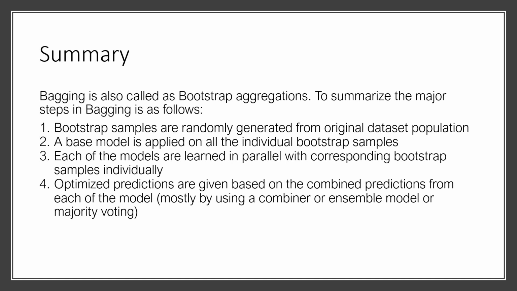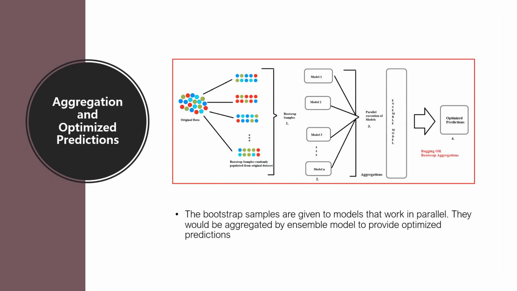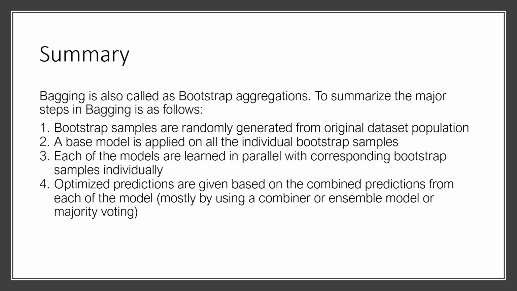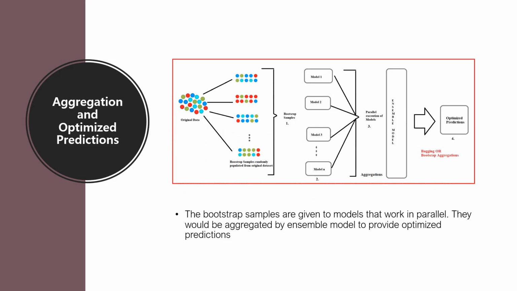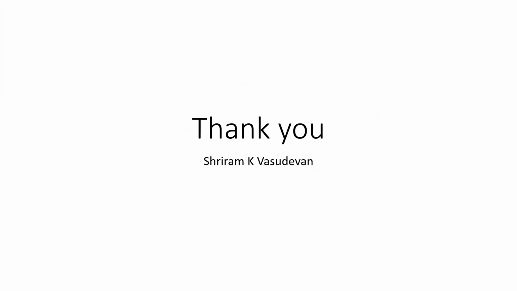Bootstrap samples are randomly generated from the original dataset population. Remember it, this is a very important point. You get the bootstrap samples randomly populated from the original dataset, and all of these are moved to the models. They get run in parallel and then you move on to the ensemble model where the aggregation happens, and the overall optimized predictions come back at the final stage. That's all. This is bagging in a nutshell.